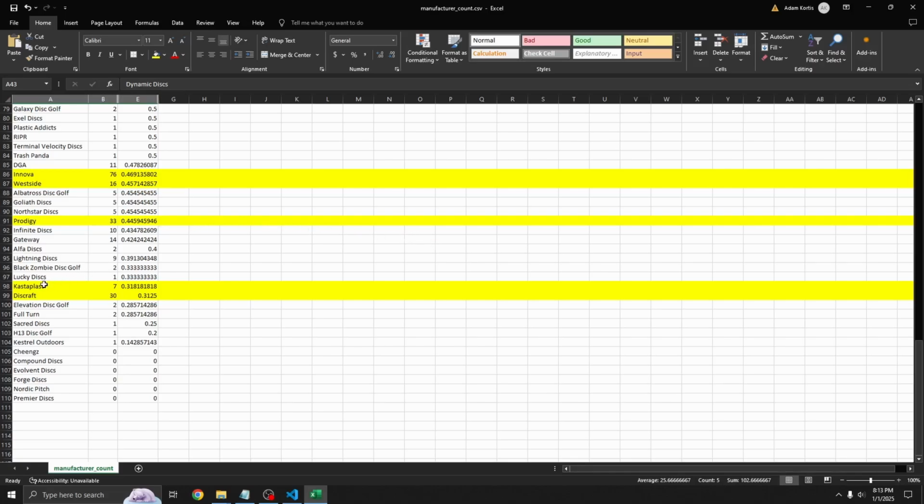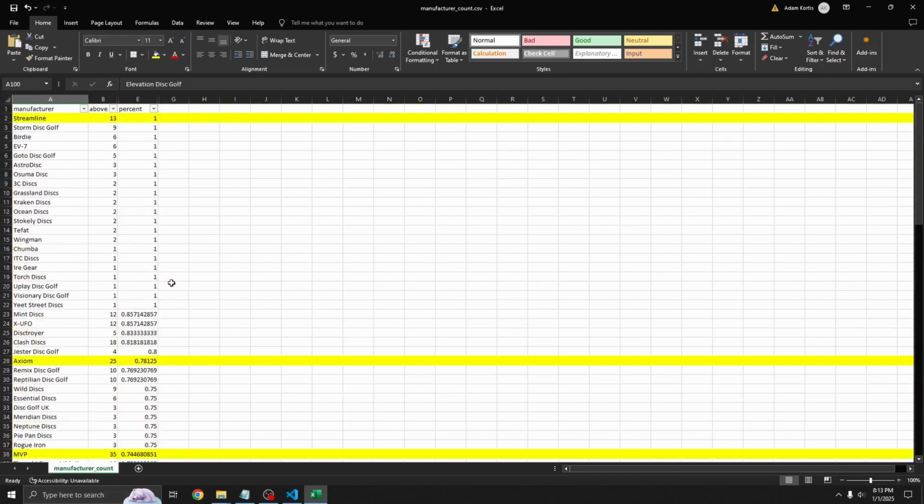And what's also interesting, two other notable suppliers, Discraft and Casaplast, had their rim thickness at each speed below the average rim thickness at each speed. So these discs from these manufacturers tend to have smaller rim widths across the board than most others. So just some interesting key insights.